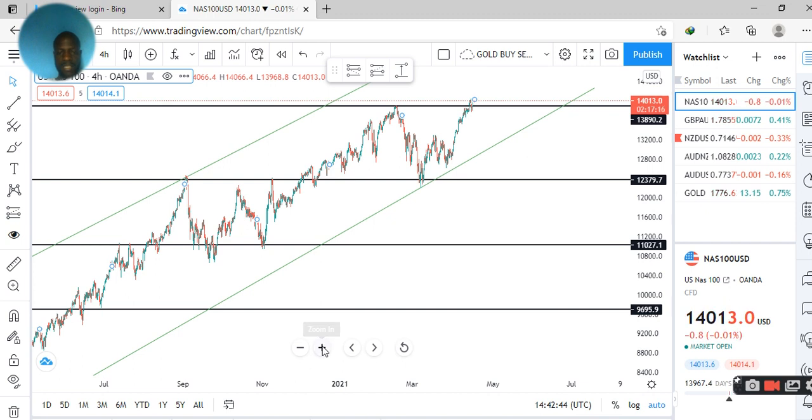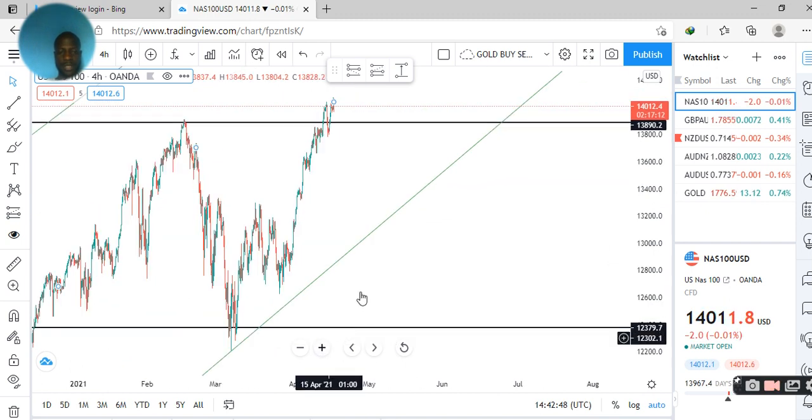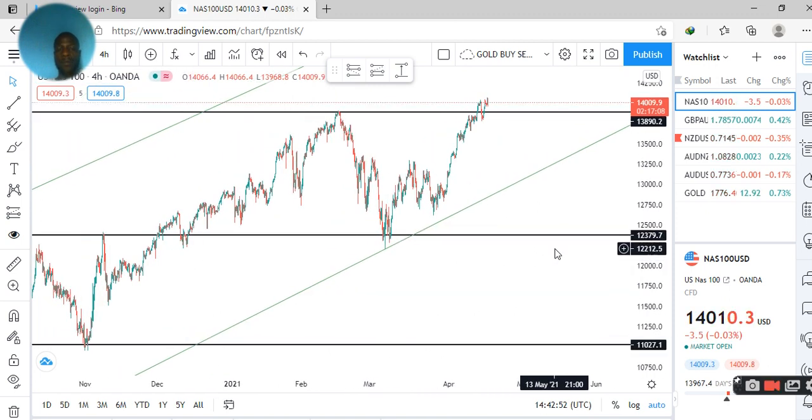Okay. So I look at this. You see what is happening here. You can see that price just broke the previous high. That tells you something, right? So price just broke this previous high.